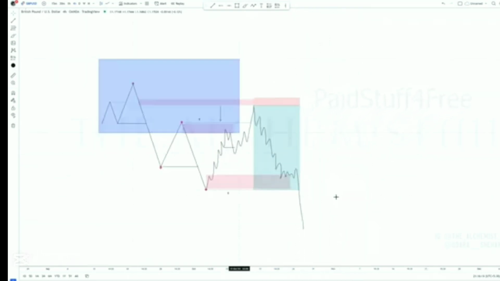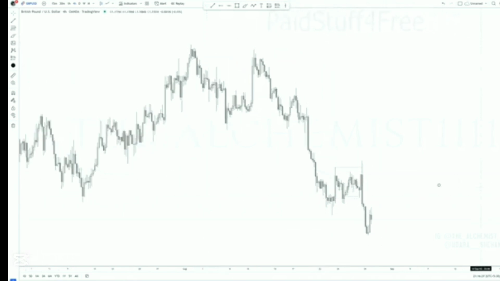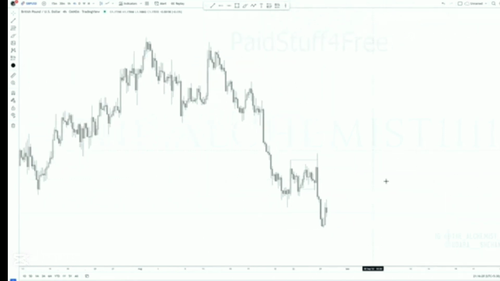Now let's talk about that London Open setup I told you about, because it's a very consistent setup. It is something very consistent in the market. But in order to understand that London Open setup, you will have to understand Asia first.